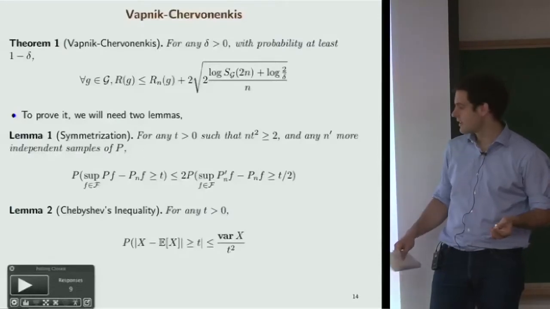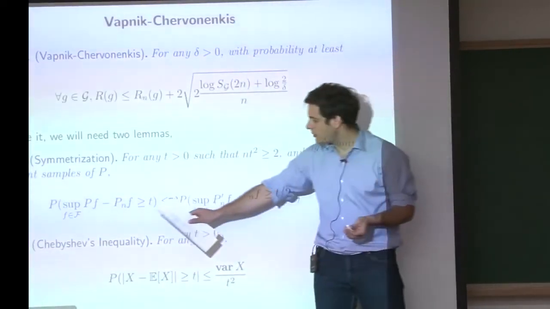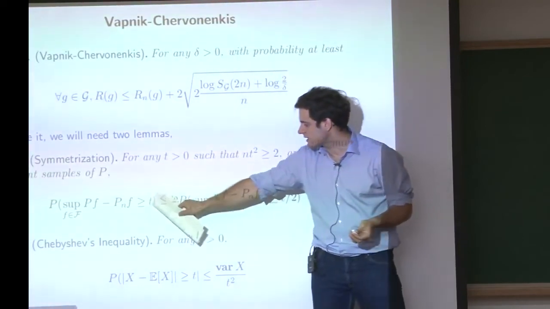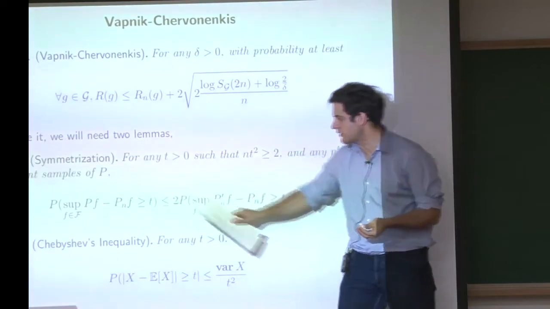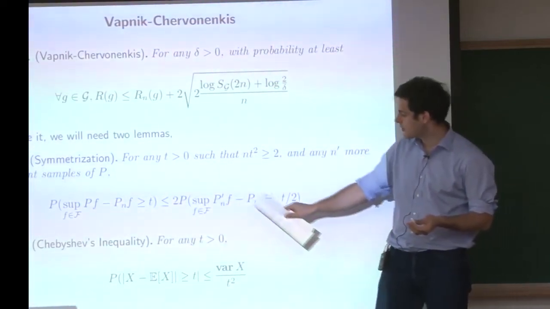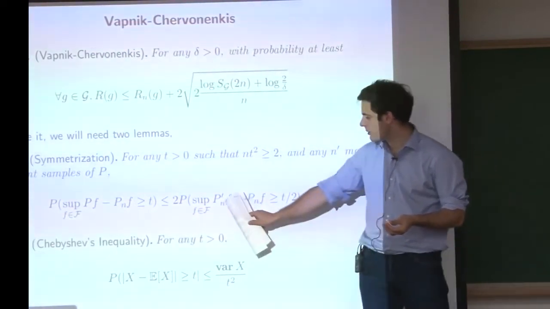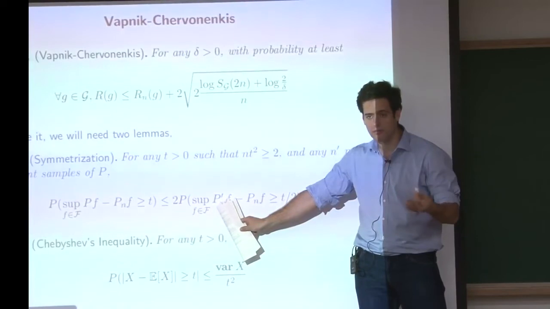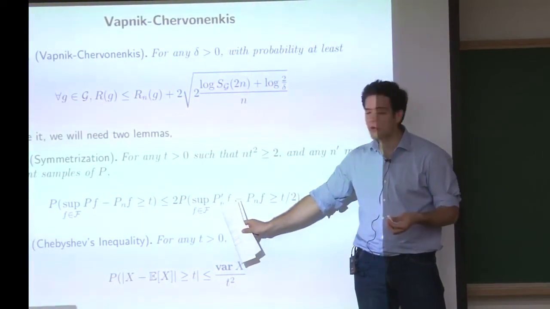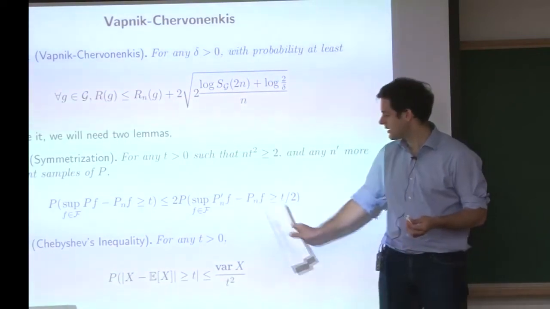In that case, we can prove that the probability of the supremum, this is the classic Hoeffding's bound type of quantity, the supremum of the deviation, is going to be smaller than 2 times P of the supremum over the empirical average over n prime. This is called a ghost sample. It's a second sample that we consider, minus Pn of f.